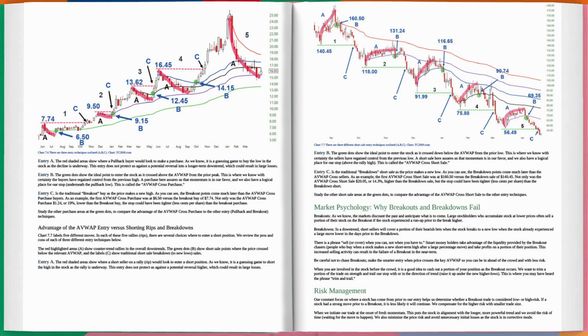Entry C is the traditional breakdown short sale as the price makes a new low. As you can see, the breakdown points come much later than the AVWAP cross sellers. As an example, the first AVWAP cross short sale was at $160.50 versus the breakdown sale of $140.45. Not only was the AVWAP cross short sale $20.05, or 14.3%, higher than the breakdown sale, but the stop could have been tighter, less cents per share than the breakdown short.